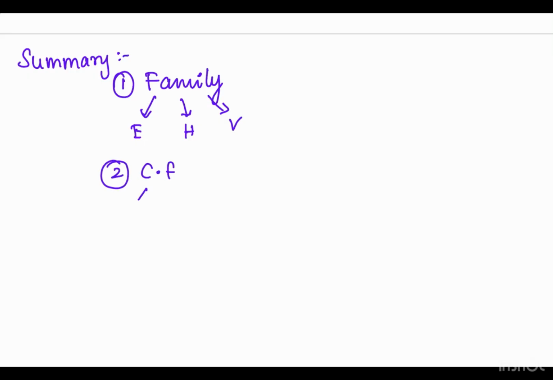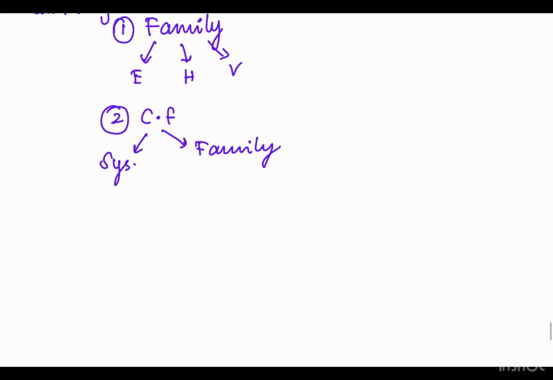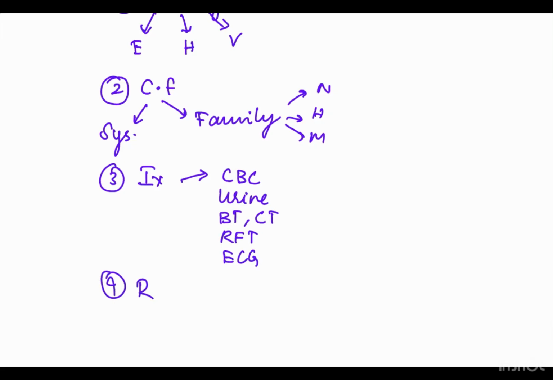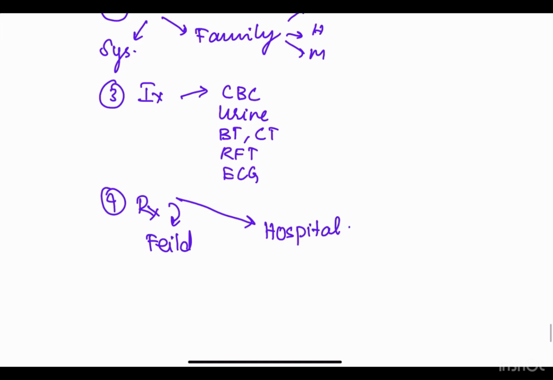Let me summarize everything in short. First, you have to write about the major families of snake, Elapidae, Hydrophidae and Viperidae. Next, you have to write the clinical features, either systemic wise or family wise, mainly focusing on the neurotoxicity, hematotoxicity and the myotoxicity. Next, the investigation, simply divide it into complete blood count, urine, bleeding time, clotting time, renal function test, ECG. For the treatment, you have to classify as field management and hospital management.